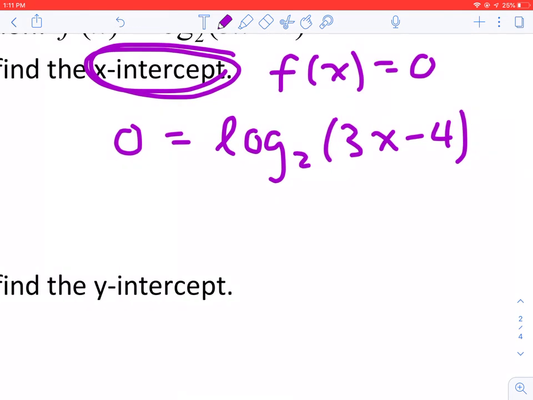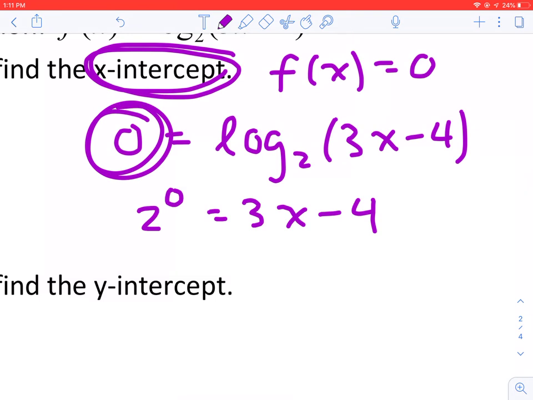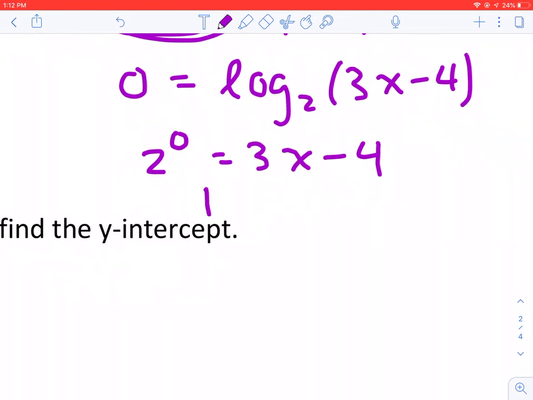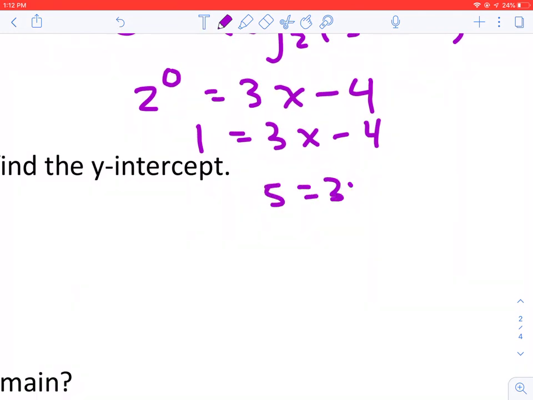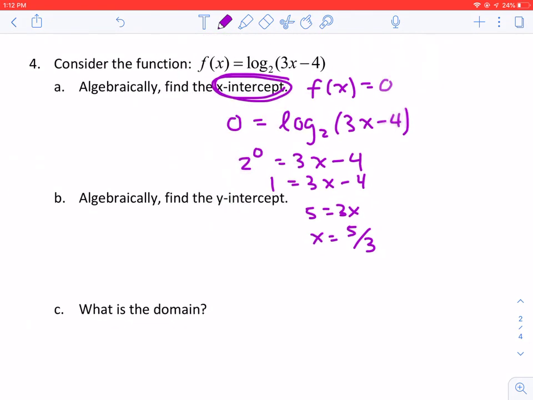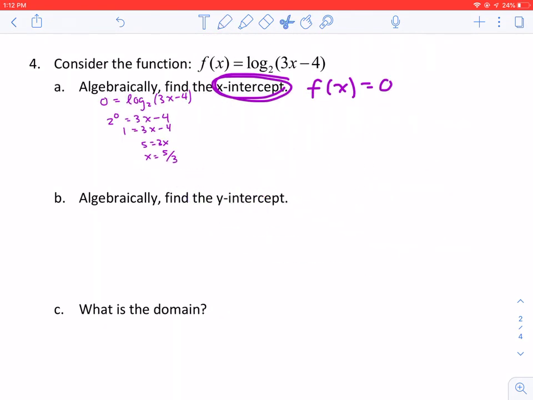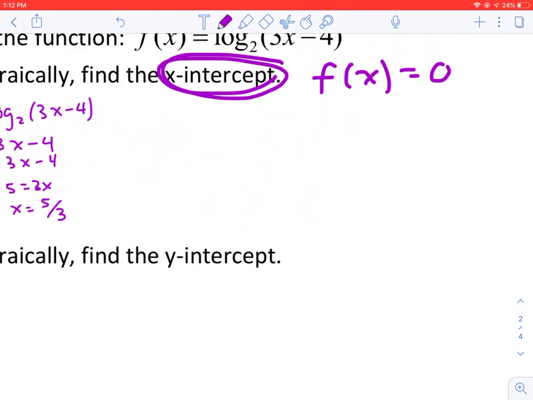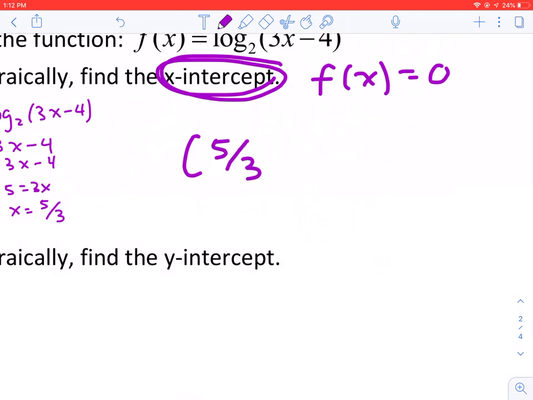If I change this to exponential form, 2 to the 0 power equals 3x minus 4. Again, what power of 2 is equal to 3x minus 4? The power being what it's equal to here, which is 0. So 1 equals 3x minus 4. 5 equals 3x. x is 5/3. So the x-intercept will be 5 over 3, comma, 0.